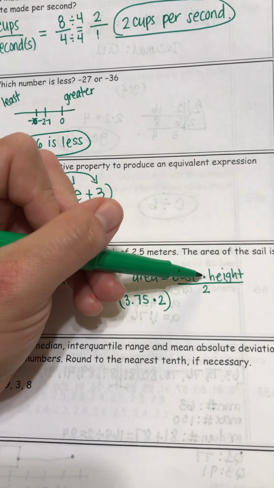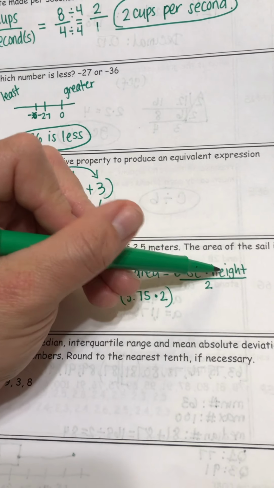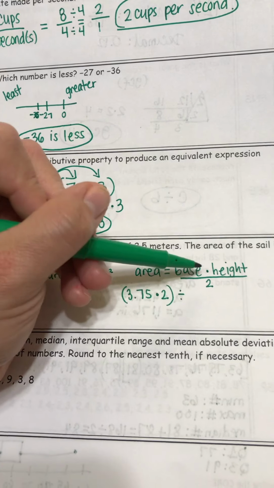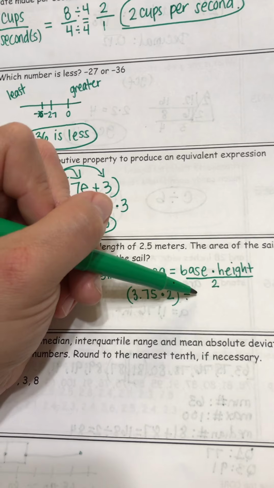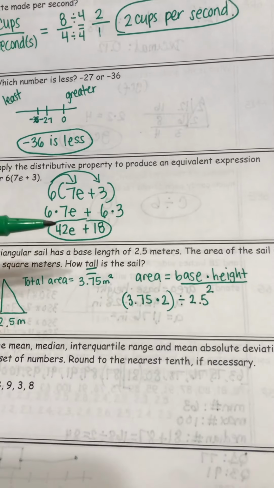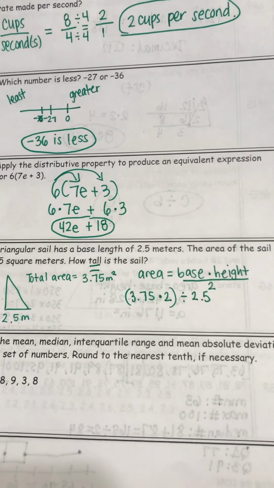And then when we find the area, we usually do base times height. Well, the inverse of multiplying is dividing. So once we multiply this by 2, we are going to divide by the base number, which is 2.5. Okay, so I set it up for you. I want you to solve this, come back, and check your answer.